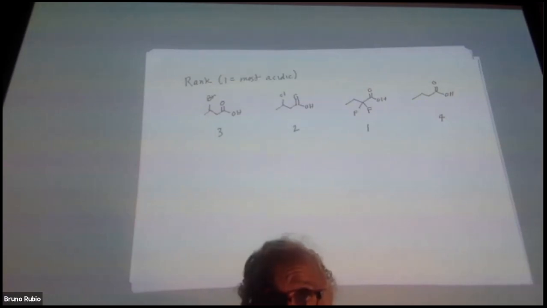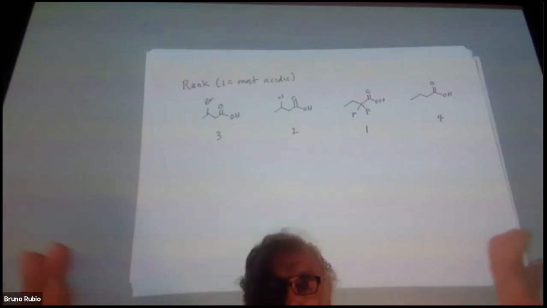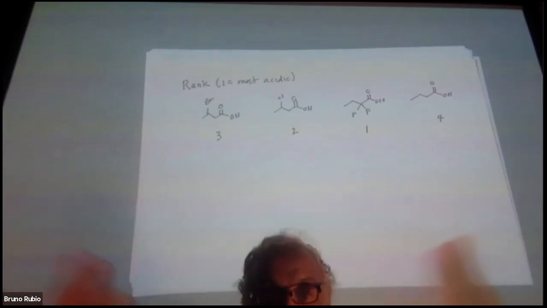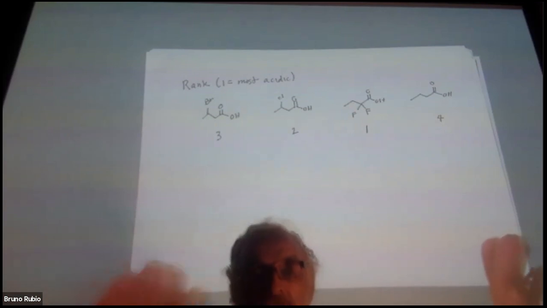If you think that the only electron withdrawing group out there is halogen, well, it's not. There are lots of electron withdrawing groups in organic chemistry. It's not going to be fluorine all the time. So let's make a little catalog of what the electron withdrawing groups are so that we can be on the lookout for them.